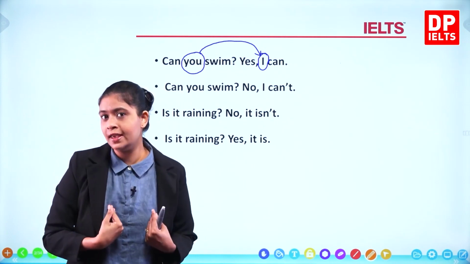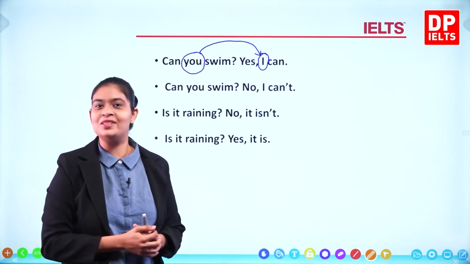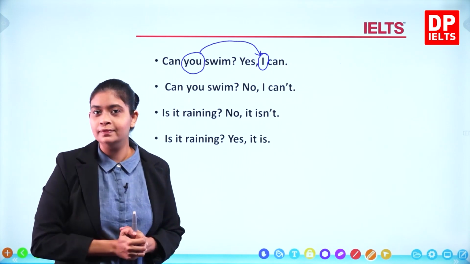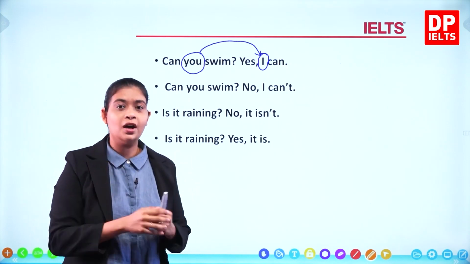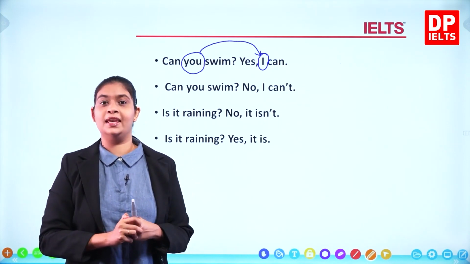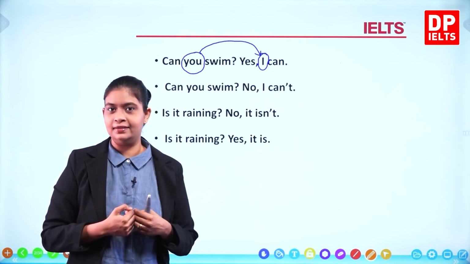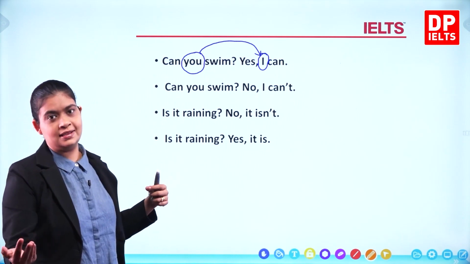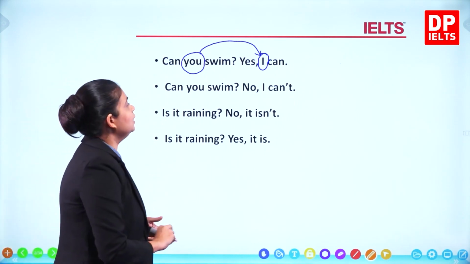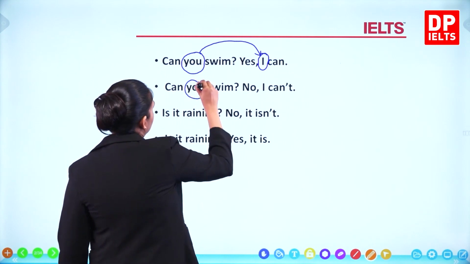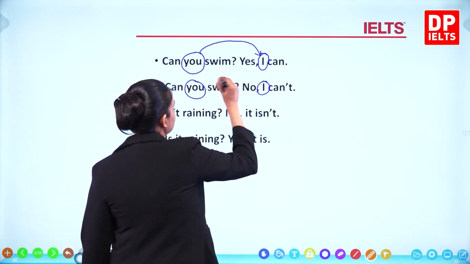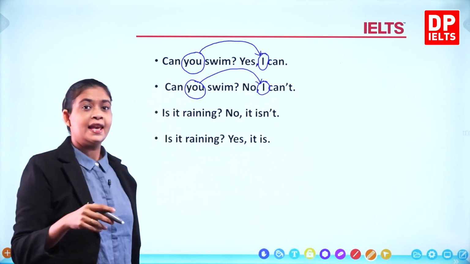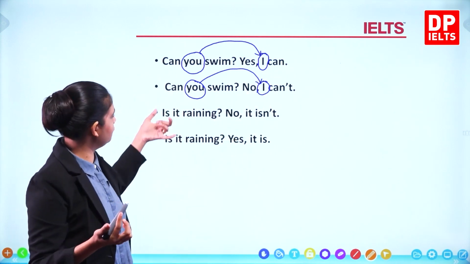So if I am asking you the question, right? I'm going to ask you, can you swim? And if you are going to answer, you will tell me, yes, I can, right? Positive sentence. Can you swim? No, I can't. Negative form. But this one is different, right?